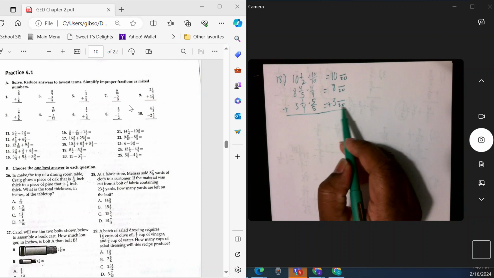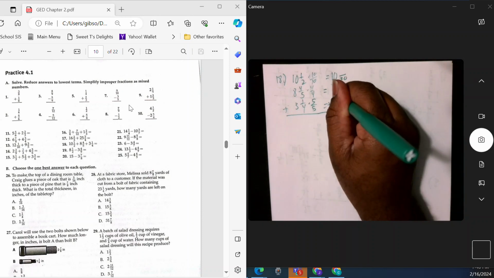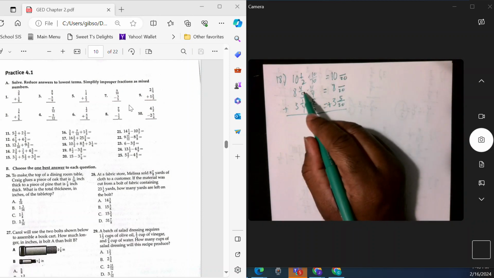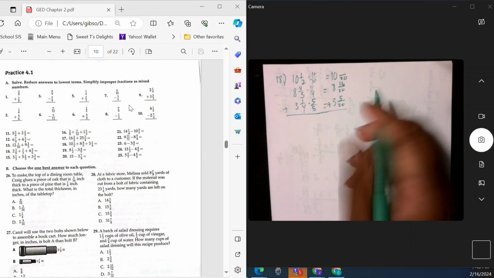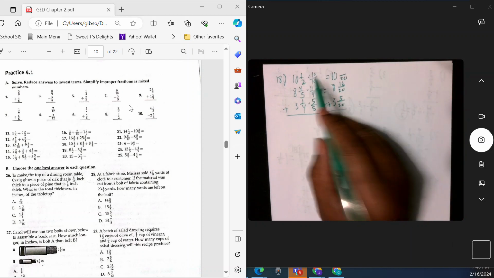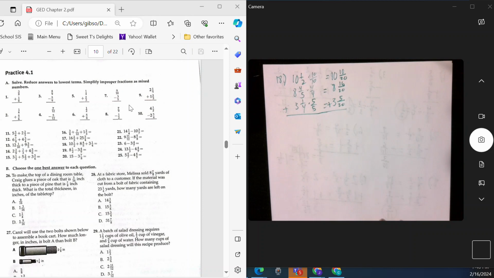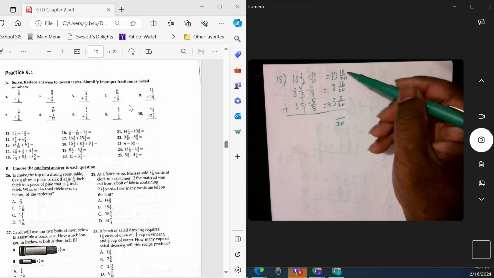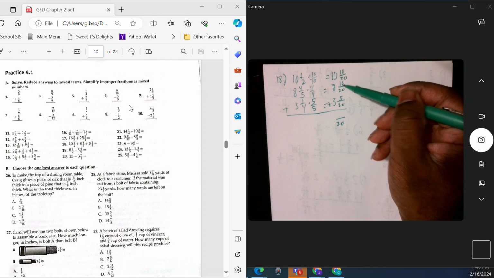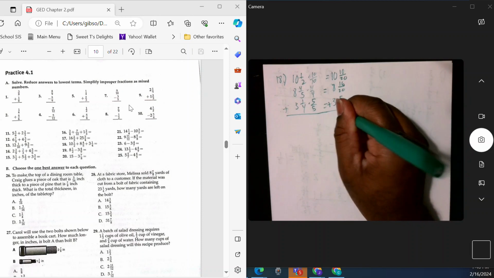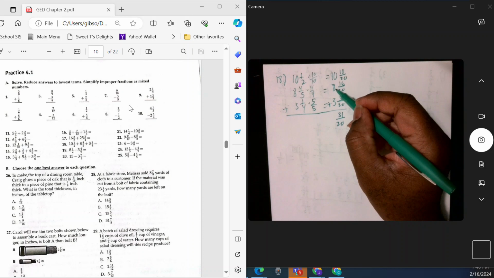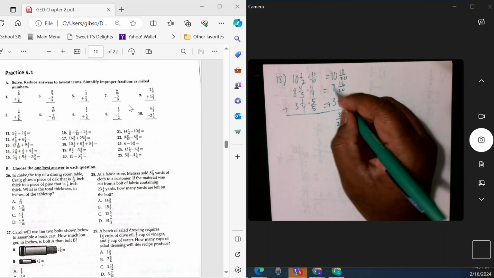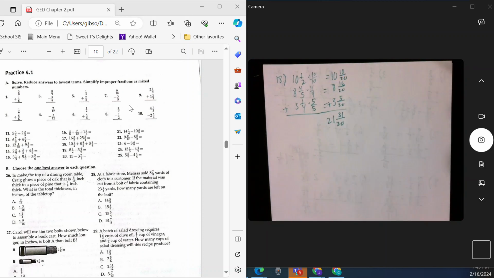So now we multiply. 4 times 5 is 20, 1 times 5 is 5. 5 times 4 is 20, 4 times 4 is 16. 2 times 10 is 20, and 1 times 10 is 10. So now we bring down our 20, and we add our numerators. 10 and 16 is 26, plus 5 is 31. 10 plus 8 is 18, plus 3 is 21.